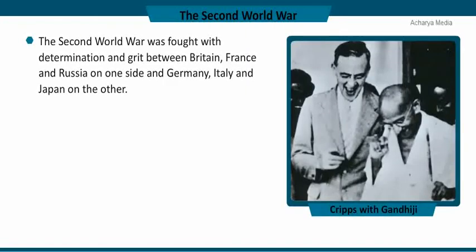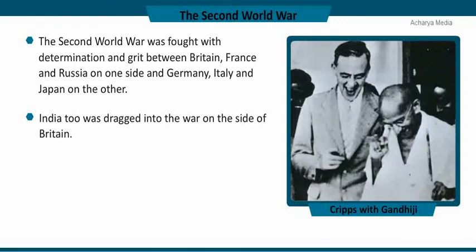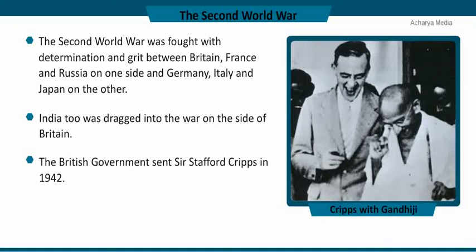The Second World War was fought with determination and grit between Britain, France and Russia on one side and Germany, Italy and Japan on the other. As a colony of Britain, India too was dragged into the war unwillingly. As a protest to this, the Congress ministers resigned and launched a satyagraha. The British government sent Sir Stafford Cripps in 1942 to meet the Congress leaders. He promised to lay down a constituent assembly after the war.